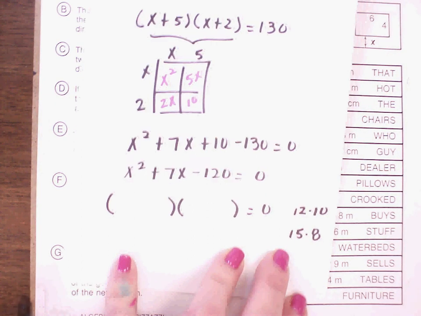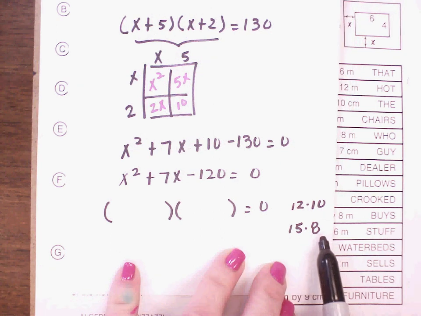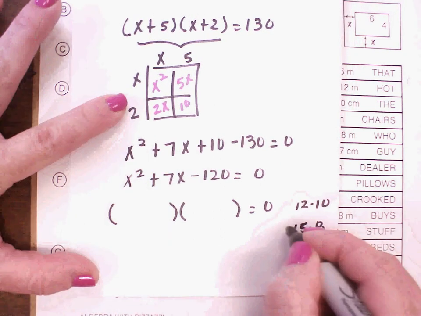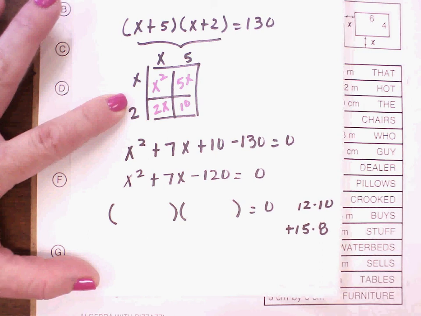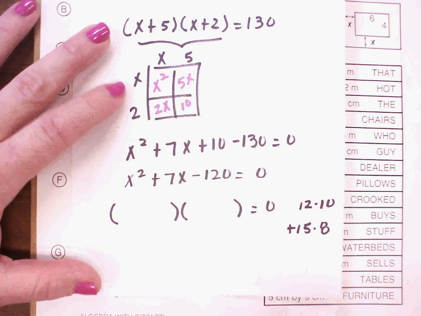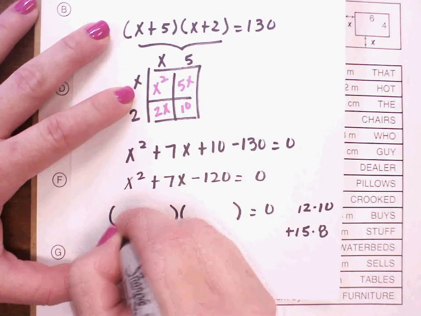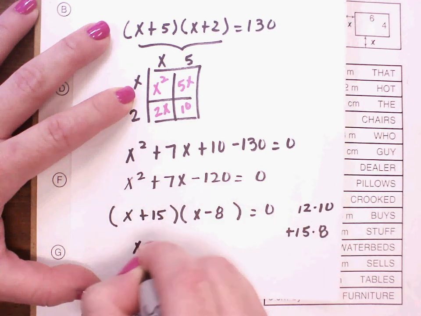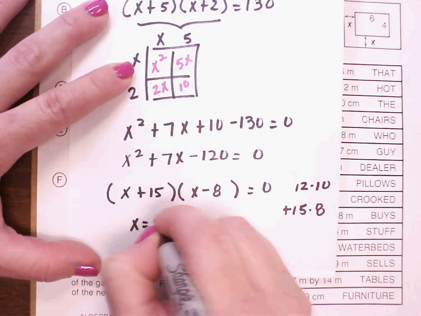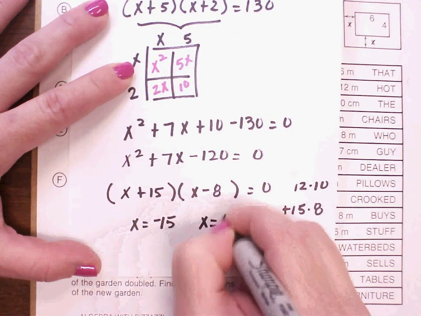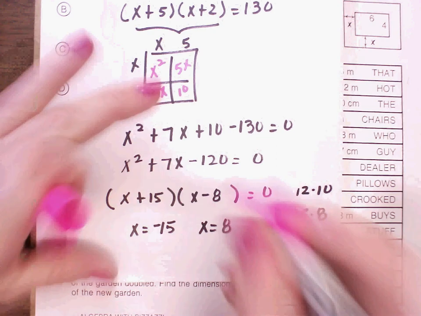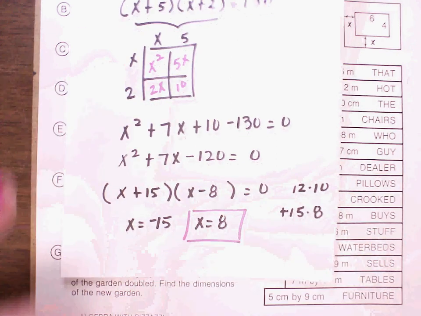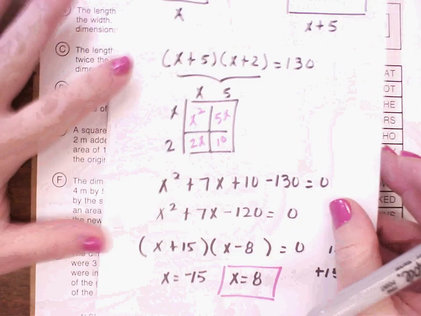So it would be 15 and 8. The 15 needs to be positive. The 8 needs to be negative, so that the 7 keeps its positive, right? So (x plus 15)(x minus 8). So what are my two solutions? x equals negative 15, x equals 8. Now this is length, so we're not picking that negative 15. Very good.